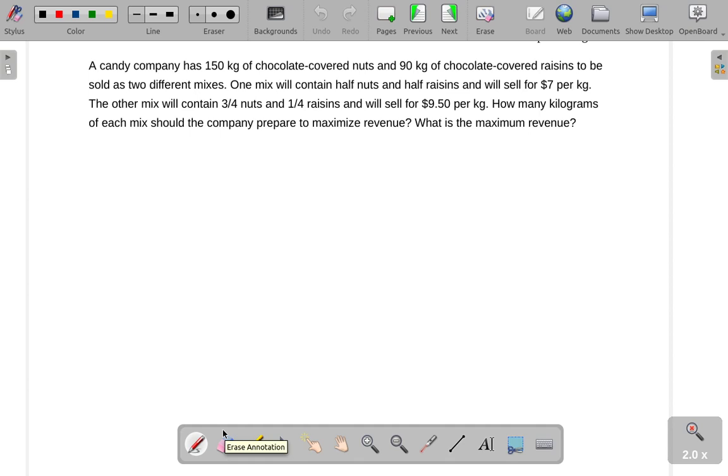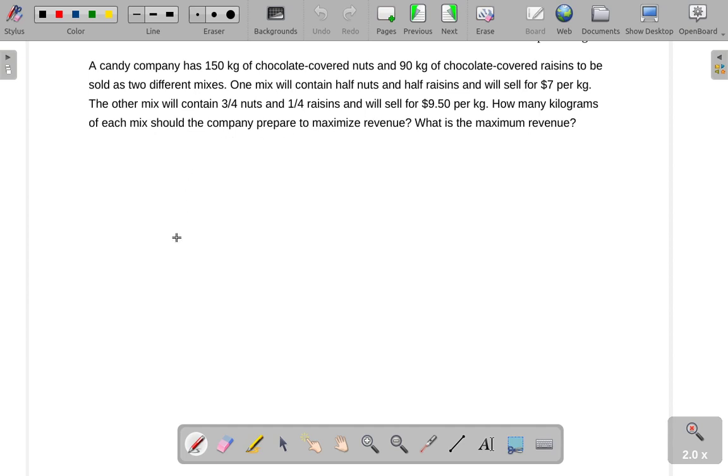In this example, we have a candy company that has 150 kilograms of chocolate-covered nuts and 90 kilograms of chocolate-covered raisins, and they want to mix these together and sell two different mixes. One mix contains half nuts and half raisins and will sell for $7 a pound. The other mix contains 3/4 nuts and 1/4 raisins and will sell for a certain amount per pound. How many kilograms of each mix should the company prepare in order to maximize revenue? And then, what is that maximum revenue?